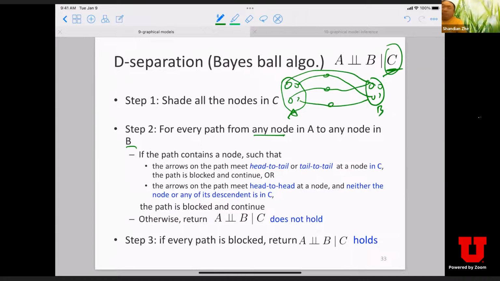And then we're going to test every path. For every possible path, we go through every node in this path.